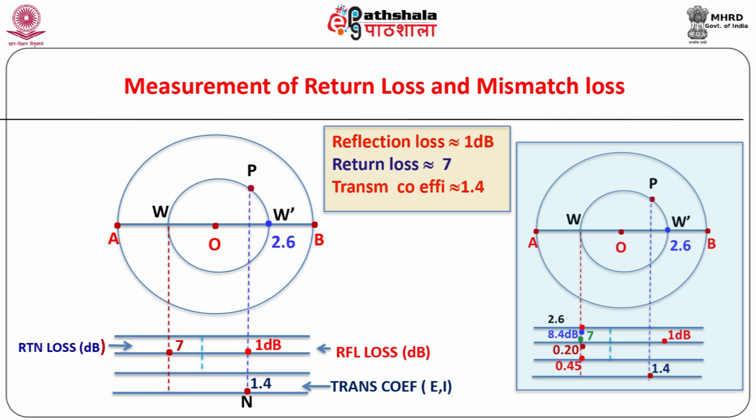Step number 4. Return loss will be approximately 7. It is written on the upper side of the second horizontal scale marked with RTN loss in dBs.